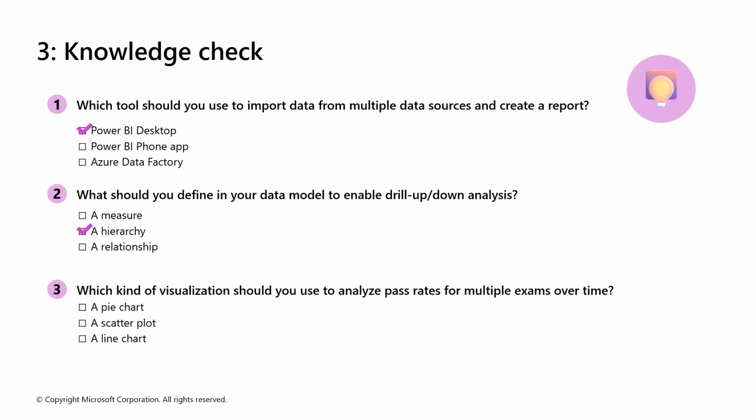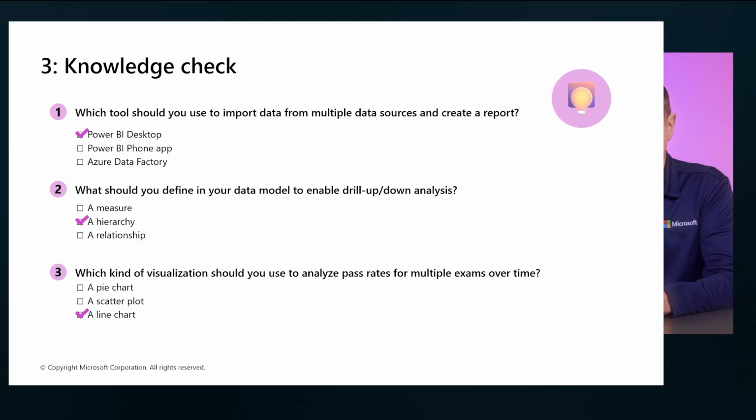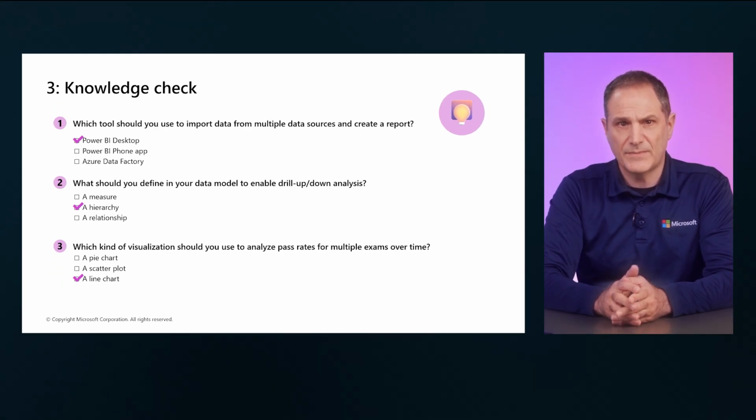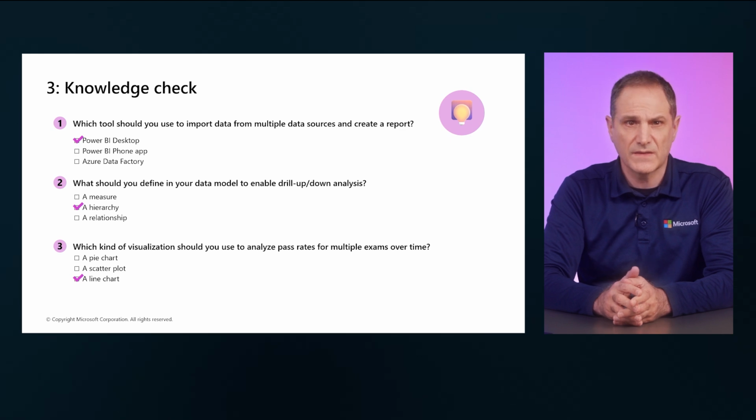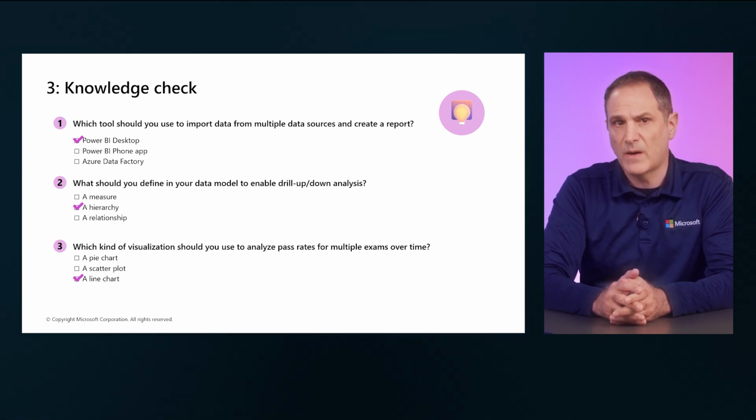And the final question, which kind of visualization should you use to analyze pass rates for multiple exams over time? When you want to analyze how values change over time, such as pass rates across multiple exams, a line chart is the most appropriate visualization. Line charts are designed to highlight trends and changes across time. These concepts connect data modeling choices directly to how insights are visualized and explored in Power BI.